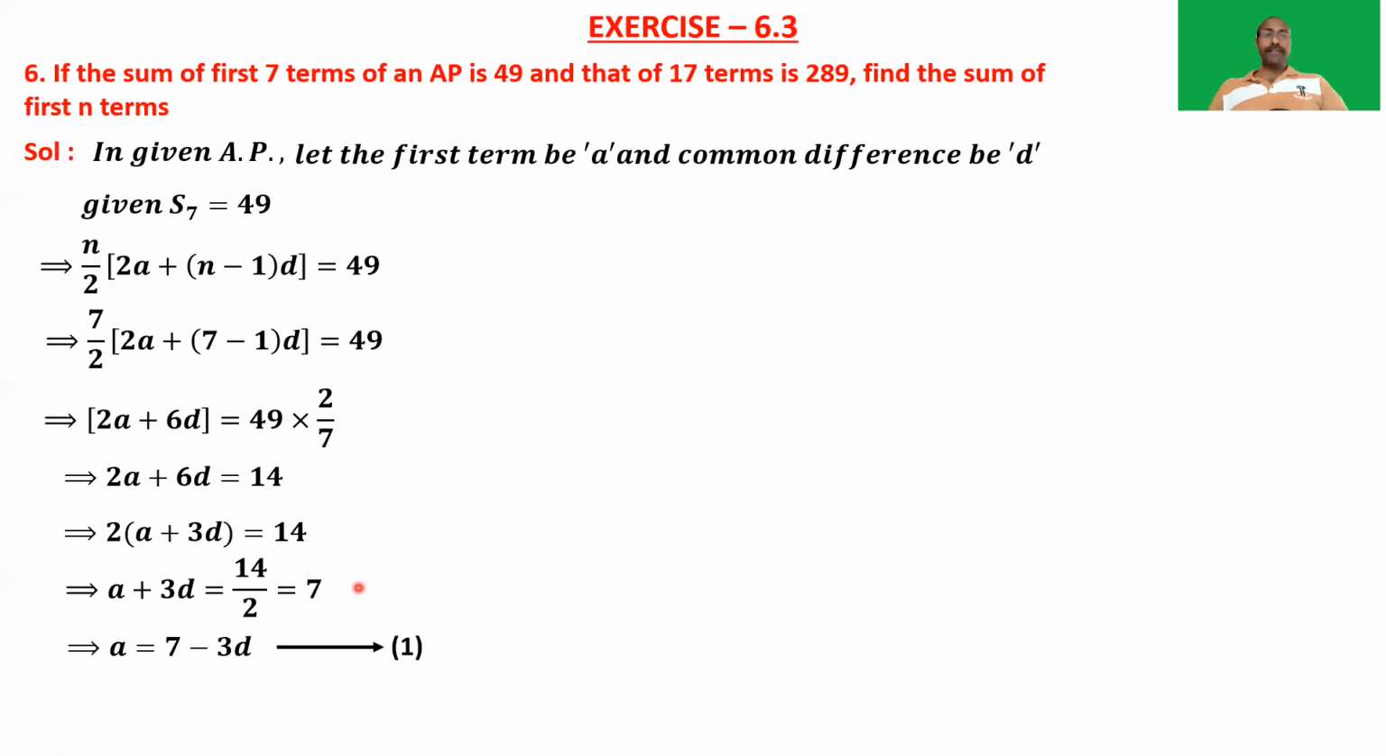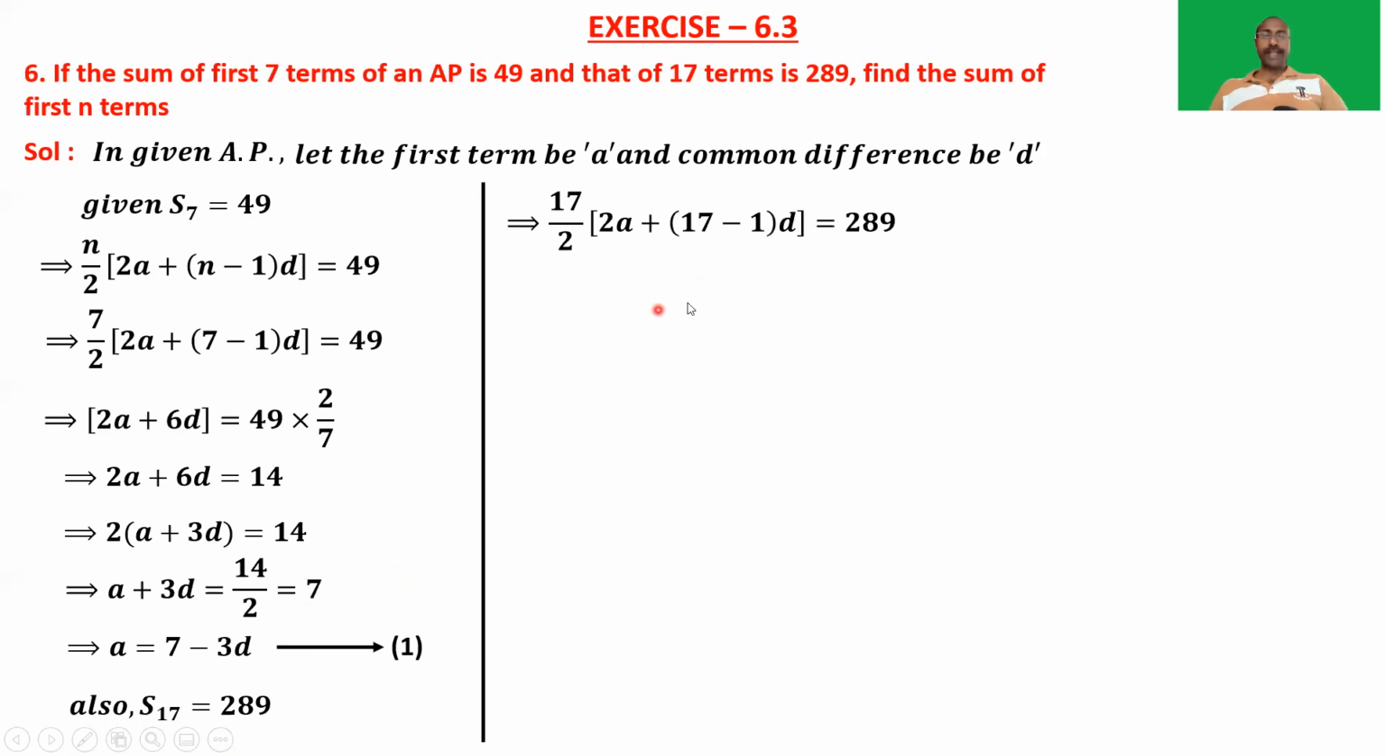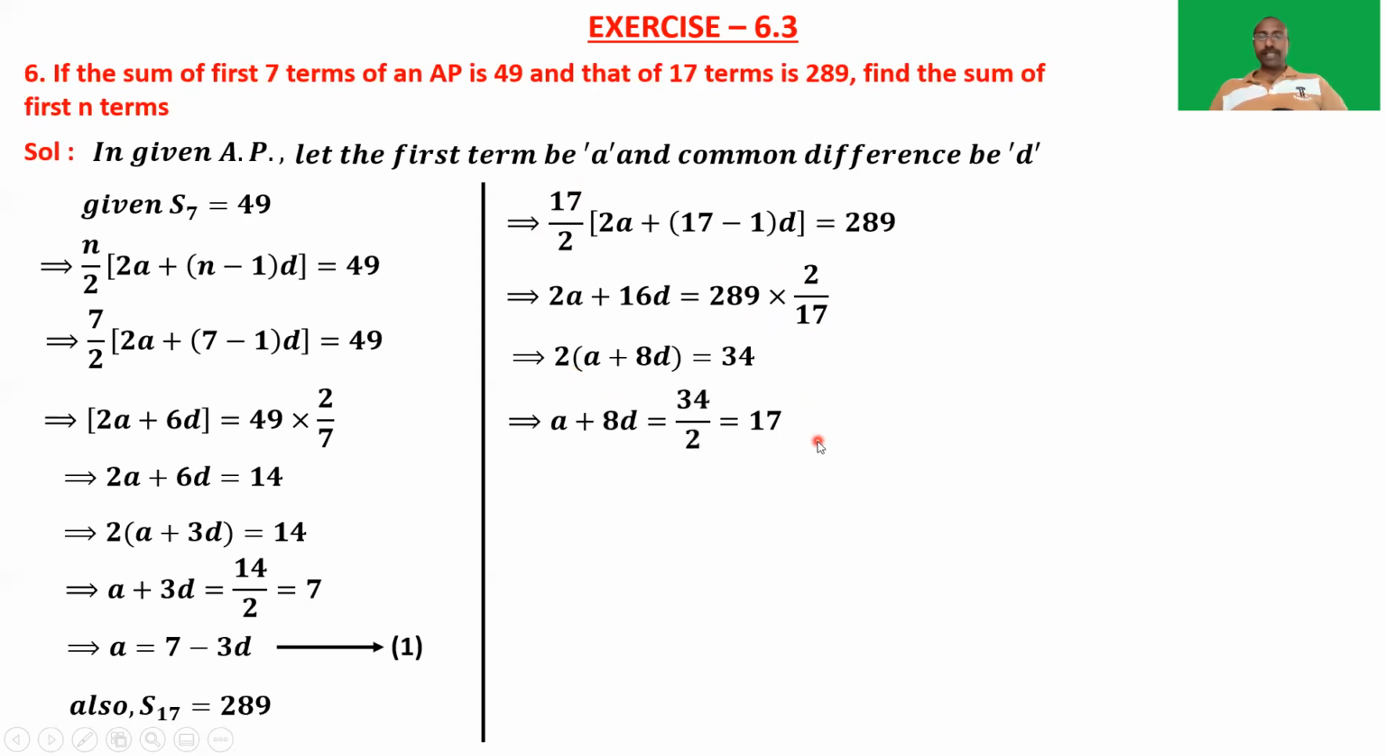And the second hint, it is given that S17 is equal to 289. So again using this formula here, 17 by 2 into 2a plus 17 minus 1 into d is equal to 289. This is the Sn formula. And from this we can write 2a plus 17 minus 1, 16d, is equal to 289, and we are transposing 17 by 2 to the right side. So it becomes 2 by 17, and 17 into 289. So 2a plus 16d is equal to 17 into 2, 34. Taking 2 common on the left side, 2 into a plus 8d is equal to 34. So a plus 8d is equal to 34 by 2, which is equal to 17.